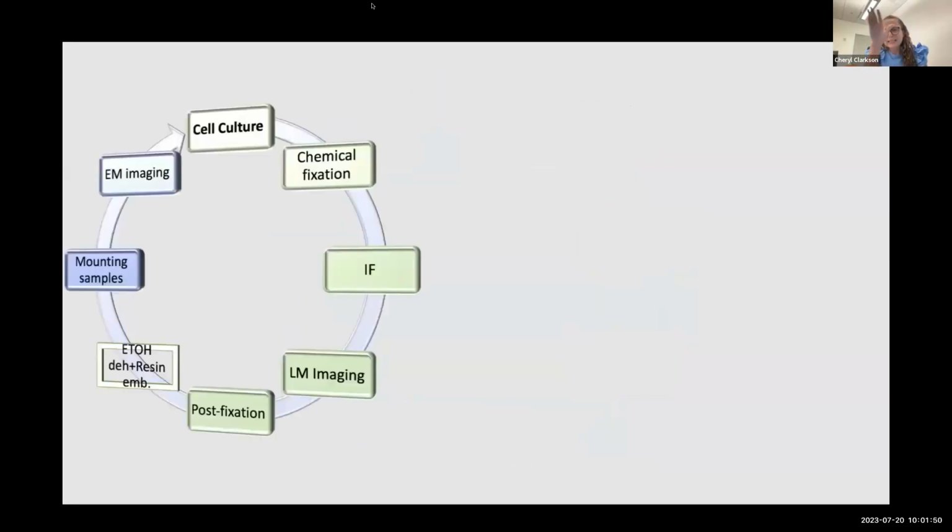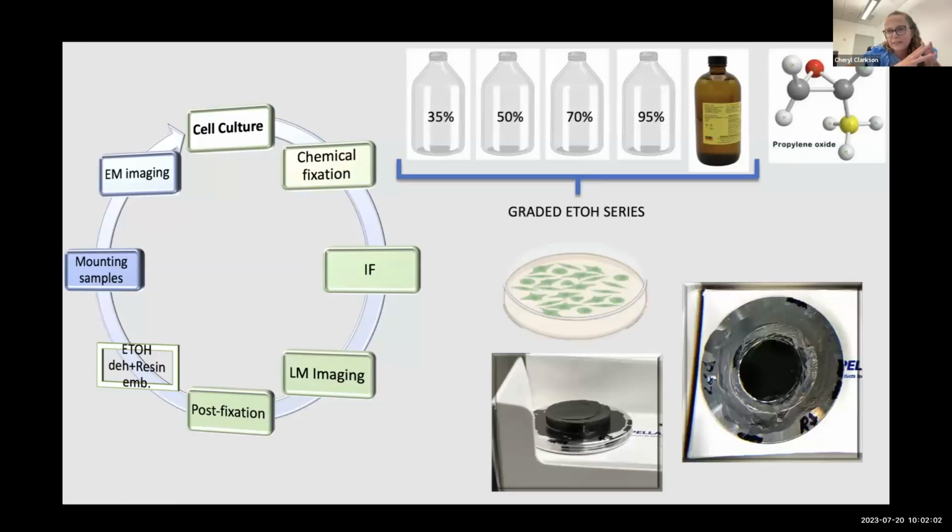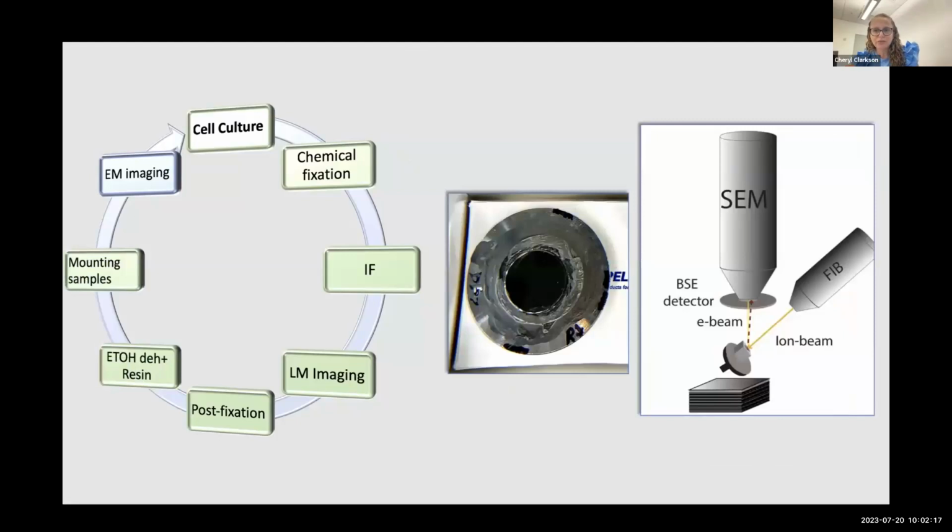So we have exactly the same kind of steps until we go to the post-fixation, because in this case, we are running a dehydration and we are adding the resin to our glass bottom dish. And after that, we can have the cells embedded, as you can see here in the bottom and to the right. And then we are ready, after the mounting, to go to the FIB-SEM. That is normally what we are performing when we have these cell cultures embedded in plastic.